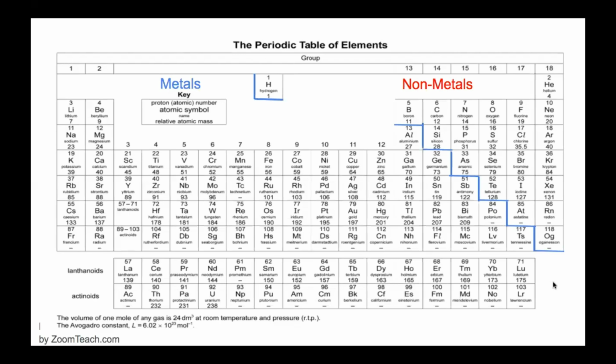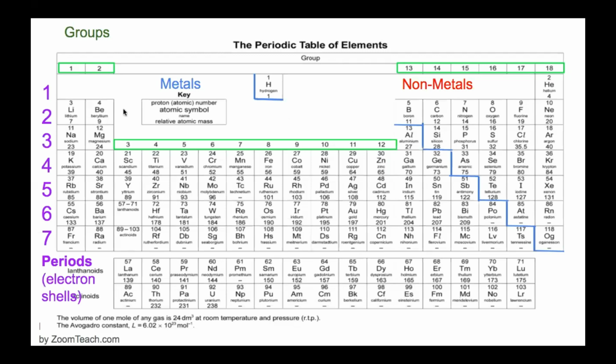And once we do that, we see that the vertical columns go 1 through 18. This is the new table format from last year. These vertical columns are known as groups. And horizontally, going across, these so-called rows are called periods.